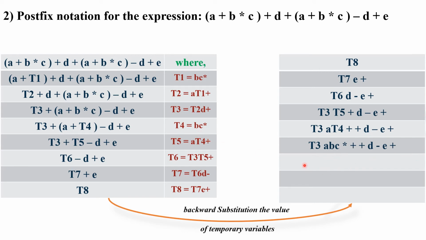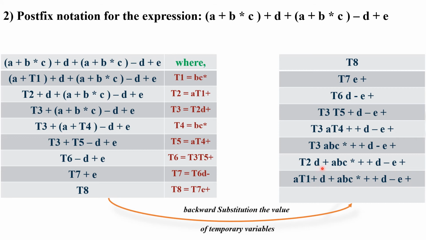Instead of T4, I have to write BC star. Next, I have to put the value of temporary T3. What is T3? T3 equal to T2 D plus. So when I put T2 D plus, this will be the postfix notation. Next, I have to put the value of temporary T2. What is T2? T2 equal to A T1 plus. Instead of T2, what do I write? A T1 plus.